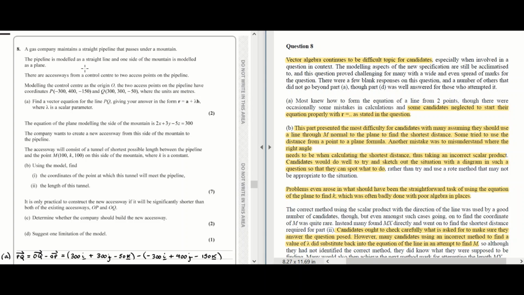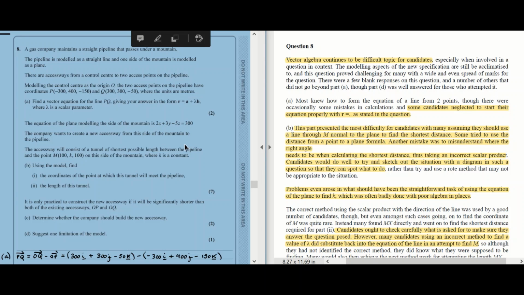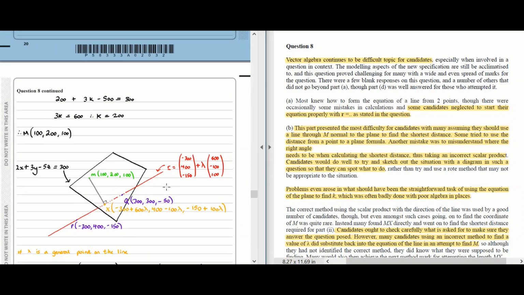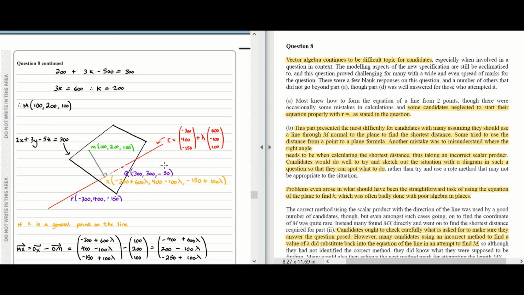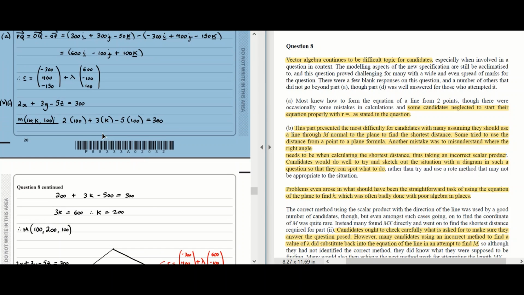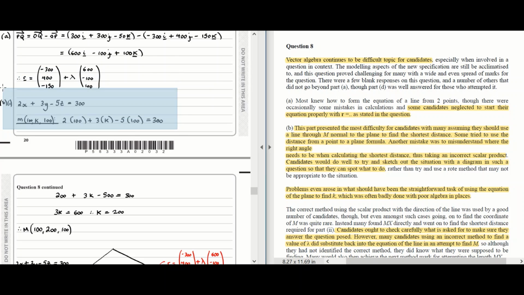Question 8 was regarding modelling with vectors. That was quite difficult. For part A, people found out the correct equation, but some candidates neglected to start their equation properly with r equals as stated in the question over here. Part B, a lot of people first of all misunderstood what was meant by shortest distance, and we discussed what that meant through drawing a diagram. And if you actually do draw a diagram, that would help to answer this question. Some people failed to find the value of k by substituting into the equation of the plane. I thought that was quite an easy mark to get.